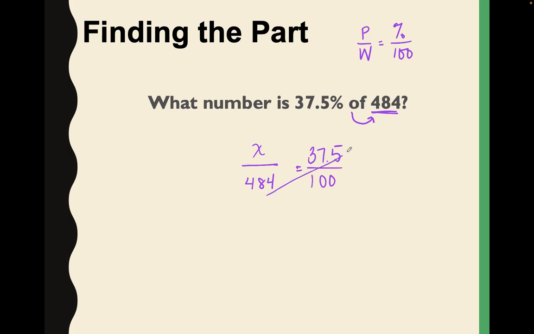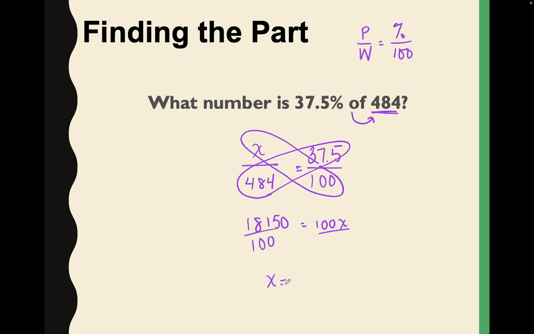When we solve this, we solve it just like we would solve any other proportion. We can cross multiply 484 times 37.5, which is 18,150. And then we also need to determine x times 100. What number times 100 would also equal that same value? So we're going to divide the 18,150 by 100, and that gives us an answer of 181.5.